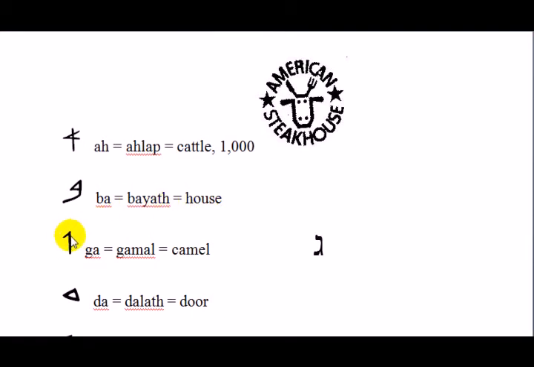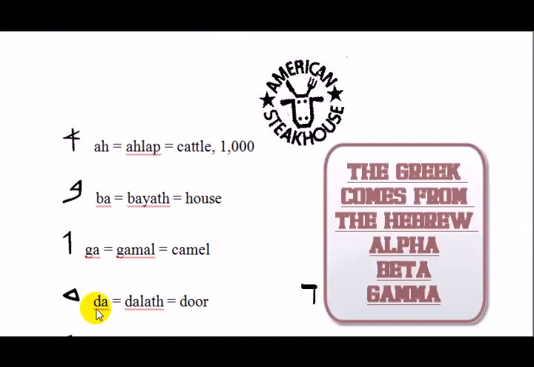All right, the next letter is Ga, as you can see here, which comes from the Hebrew word Gamal, which means camel. All right, the next letter is the Da, and it comes from the Hebrew word Dalath, which means door. And then if you look here, this is the house Bayath, and then here you have Dalath, which is door, and you can see that that's the door there, to the house.